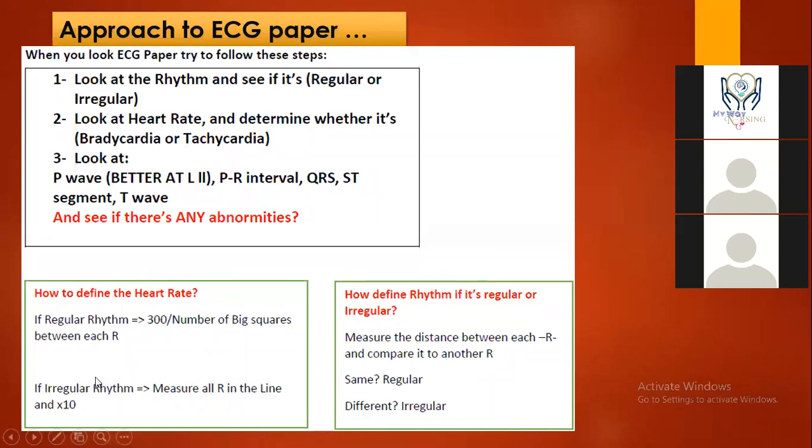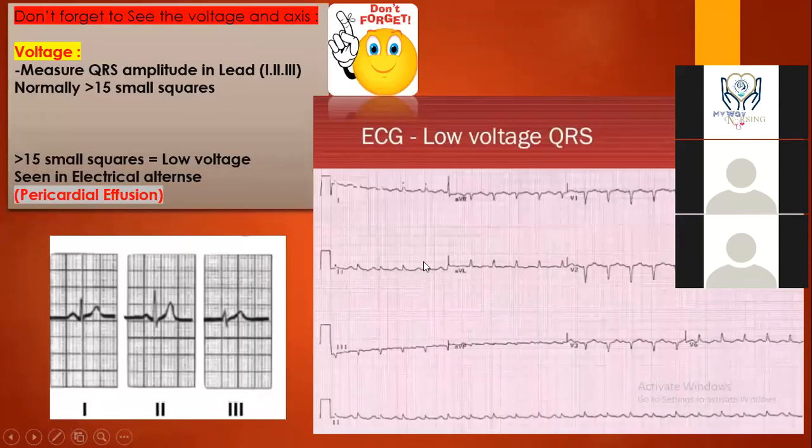So heart rate has two steps, depending on regular or irregular rhythm. Regular rhythm, count the big squares between each R and divide 300 by the number of big squares. If it's irregular, you count all R's in the lead and multiply by 10. This is for the rate. Rhythm, how to define it? See the distance between each R. Is the distance between each R and the next equal or not? We will see, and define whether it's regular or irregular.